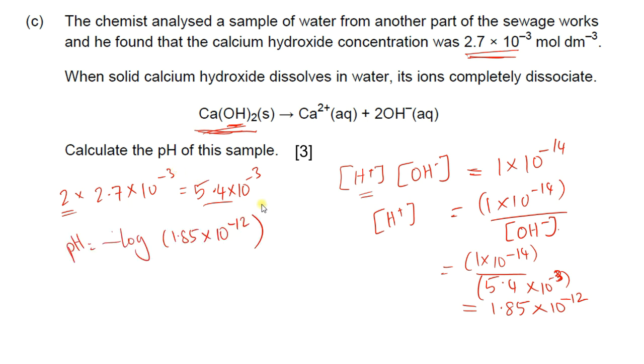So now you want the pH. Now you've got the hydrogen ion concentration, you just have to do minus log of the hydrogen ion concentration. That gives us 11.73. It's the pH.